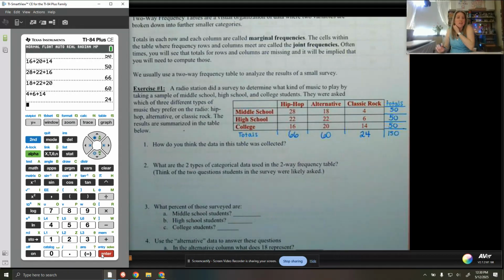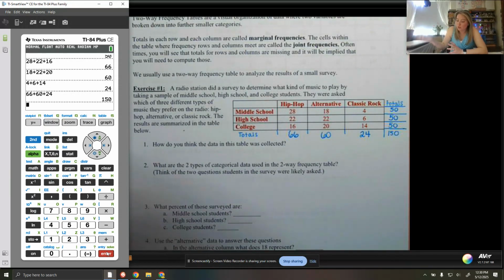Now, to verify that 150 people were surveyed, I also add across the bottom to make sure that also adds up to 150. So 66 plus 60 plus 24 indeed gets me to 150.